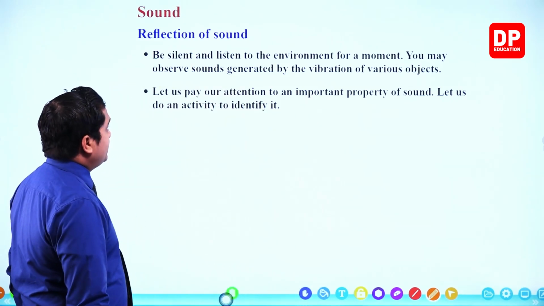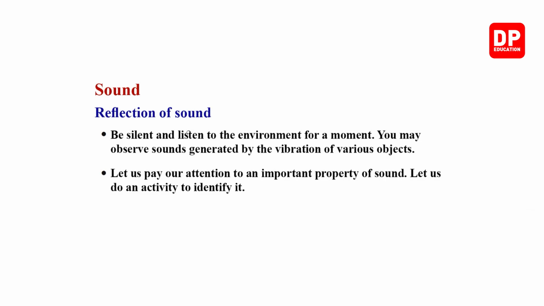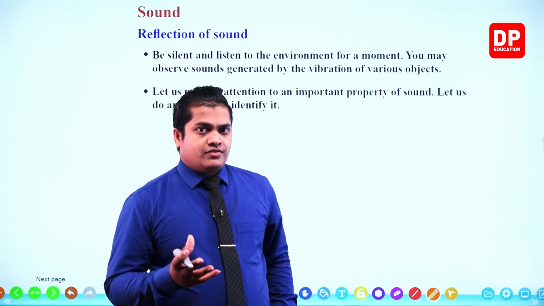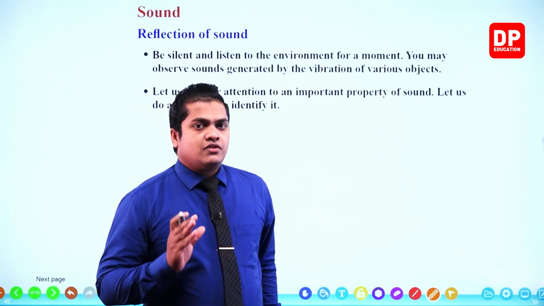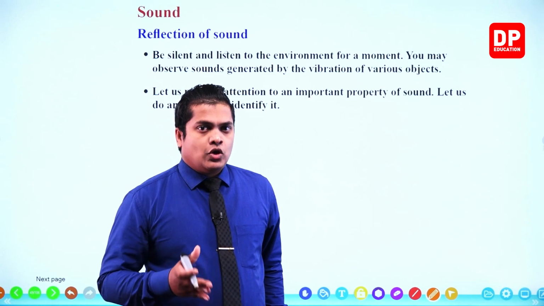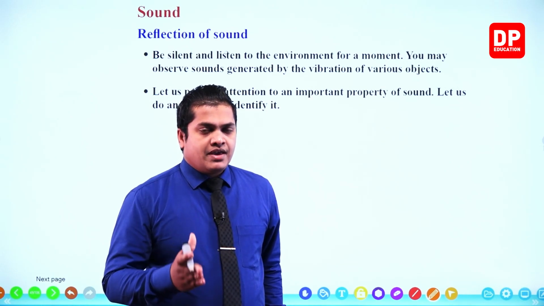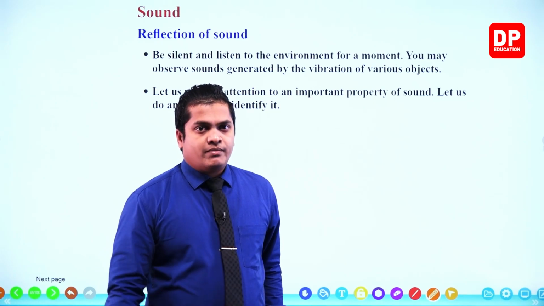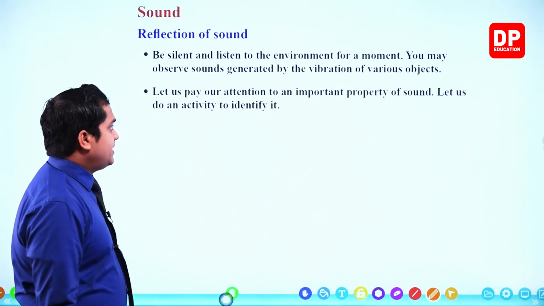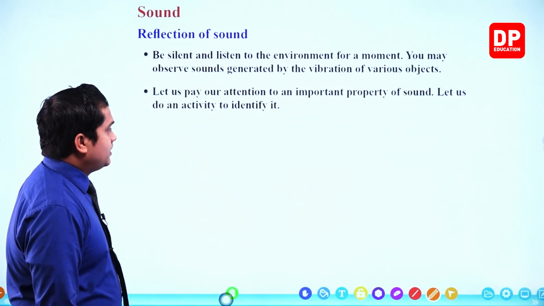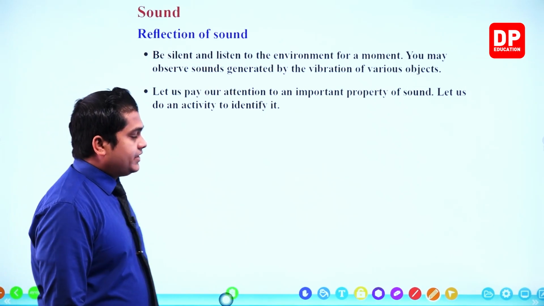Here it is given: be silent and listen to the environment for a moment. You may have observed sounds generated by the vibration of various objects. Like I said, because of the vibrations, sound is getting produced. When you listen to the environment very carefully, you can observe different forms of sounds. All of these are getting created mainly because of the vibration of matter. Next point given: let us pay our attention to an important property of sound. Let us do an activity to identify it.